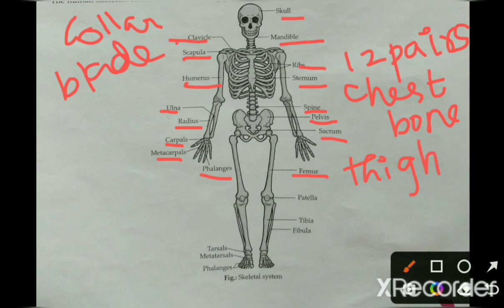Femur is the thigh bone, which is considered the strongest and the longest bone of your body, and patella is the kneecap. So we have common names and also the scientific names. Please remember all this too.